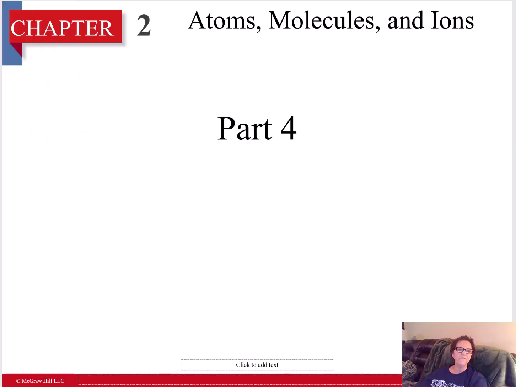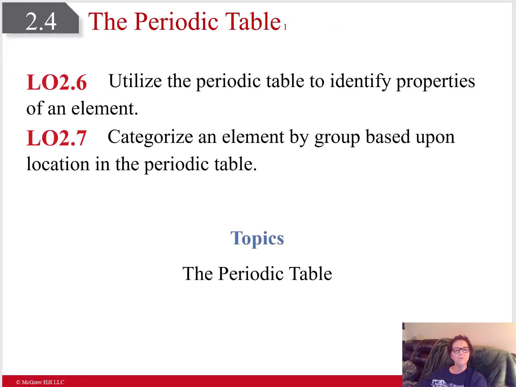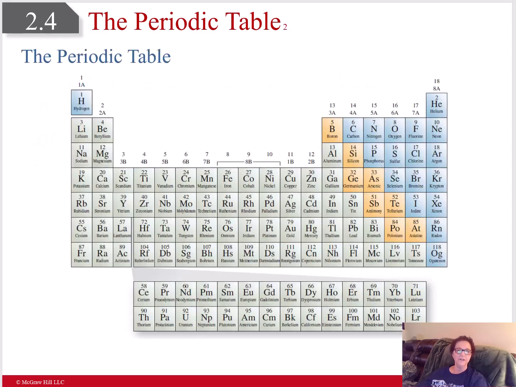Welcome back. This is part 4 of atoms, molecules, and ions. And in this part, we're going to look at the periodic table, and we're going to look at how we classify groups based on where they are located in the periodic table.